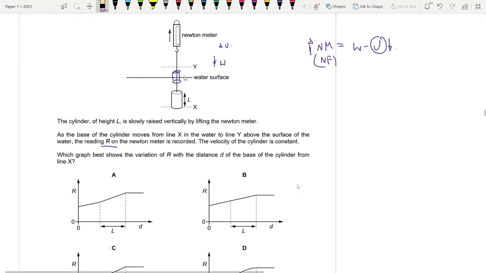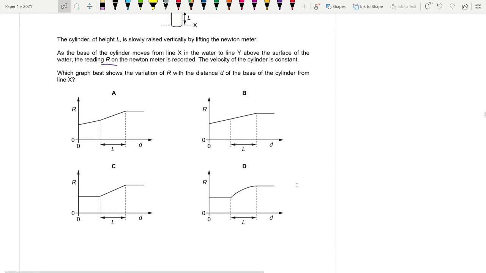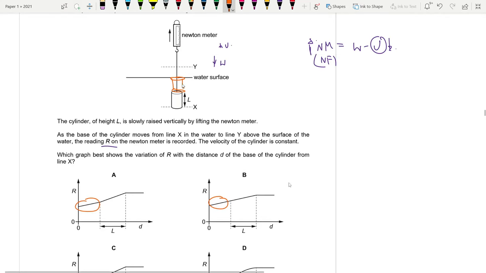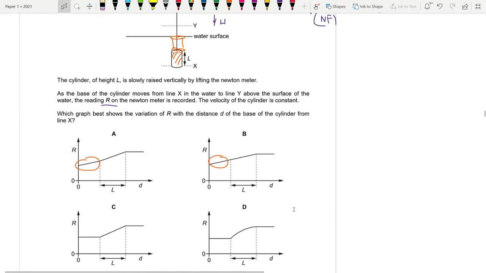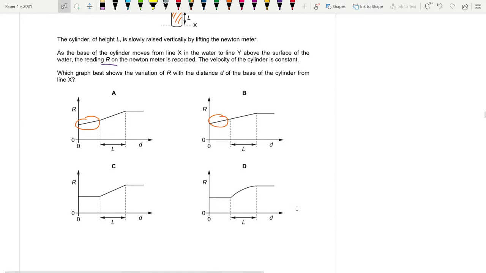When it's inside water, as long as it's inside the water like this, the reading won't change. Here, as you can see, the reading is changing, but it's not possible. The reading needs to stay constant because the volume remains the same. Volume of displaced water remains the same. Now it's between C and D. The answer is between C and D. We need to choose the correct one.